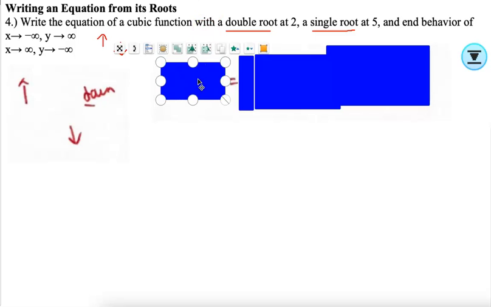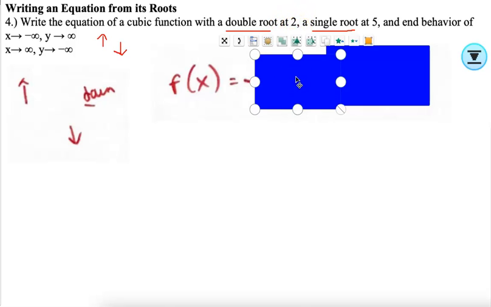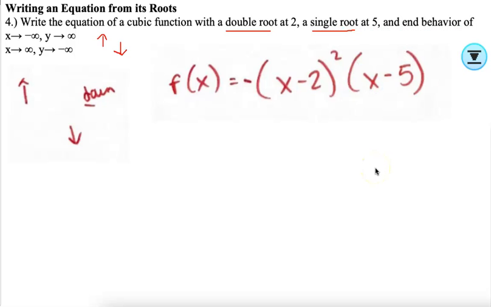So when I write an equation, I'm going to start off with f of x or y equals. I'm going to have a negative in the front because of my end behavior. A double root at 2 means positive 2, switch your signs, would be x minus 2 in your function. Double root, though, means it's going to be squared because there are 2 of them. And then a single root at a positive 5, so it'd be x minus 5.